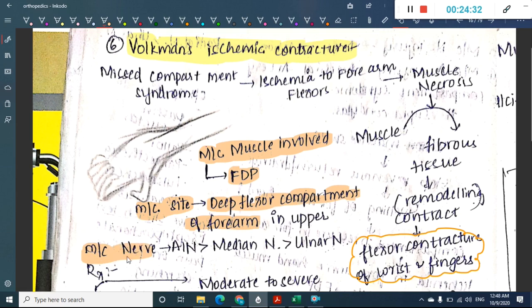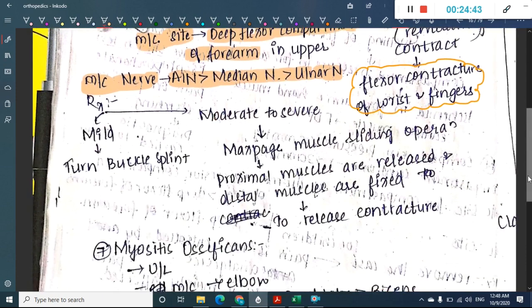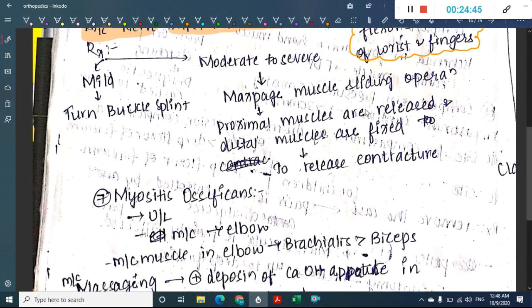Now, what is the most common nerve involved in this Volkmann's ischemic contracture? That is the anterior interosseous nerve, more than the median nerve, more than the ulnar nerve, which is most commonly involved in Volkmann's ischemic contracture. Now, how are you going to treat this Volkmann's ischemic contracture?